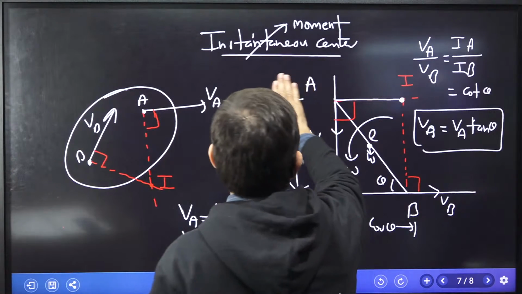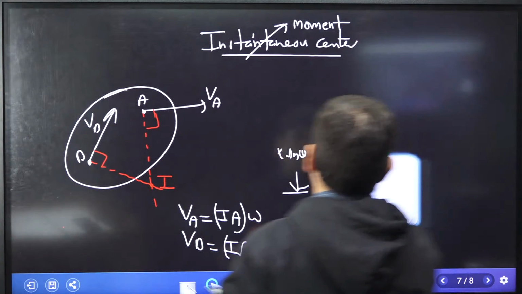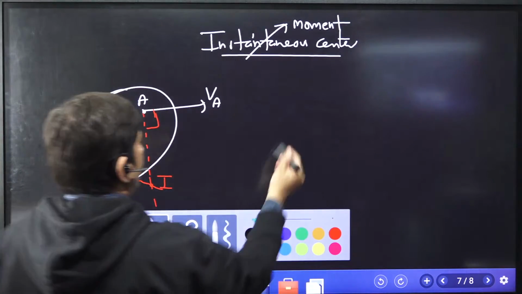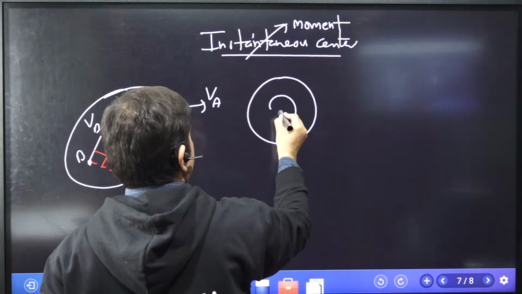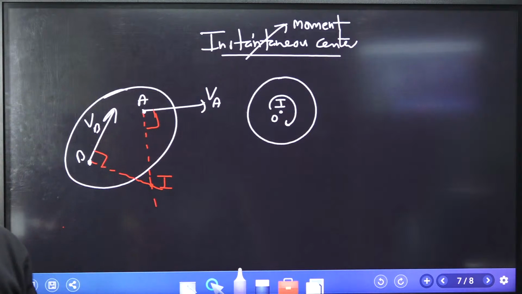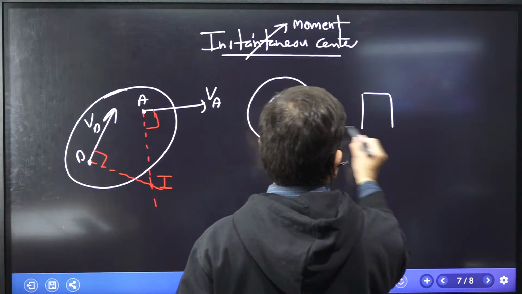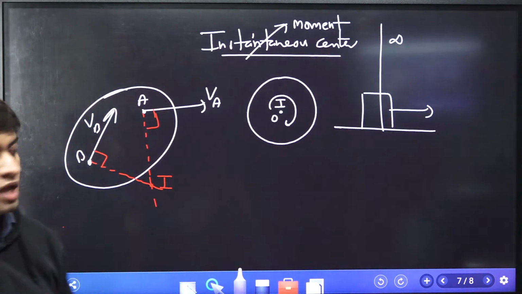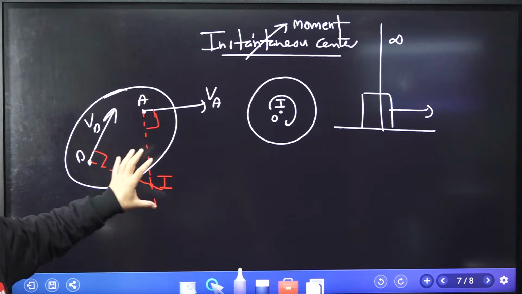Let me now summarize the concept of the I center for you. I tell you how to identify the I center. If it is a purely rotating body, then the I center is the center of rotation, something like a ceiling fan. If the body is a purely translating body, then the I center is at infinity. If it is the sum of these two, the I center is to be found like this.